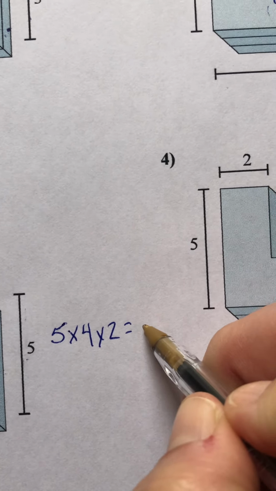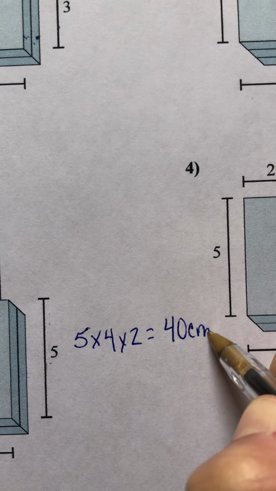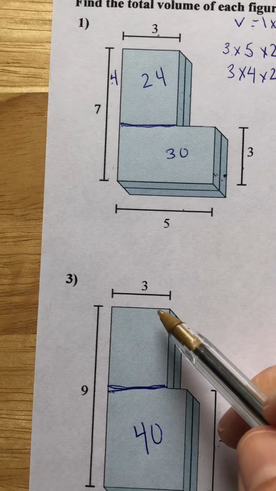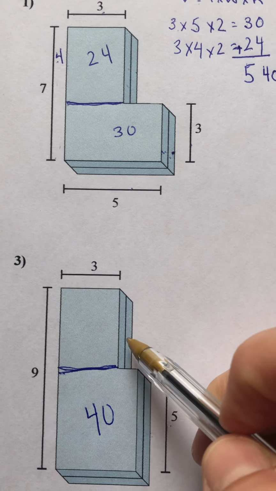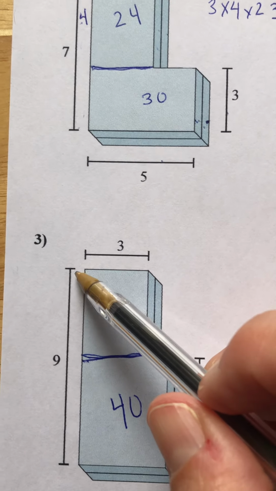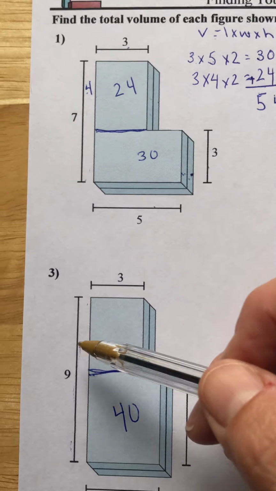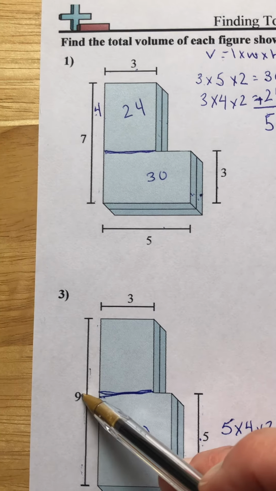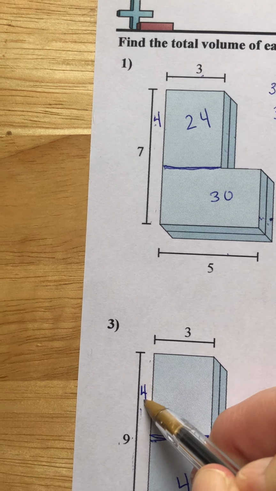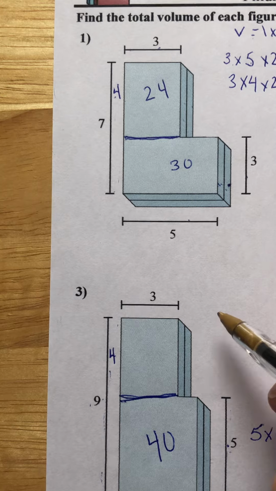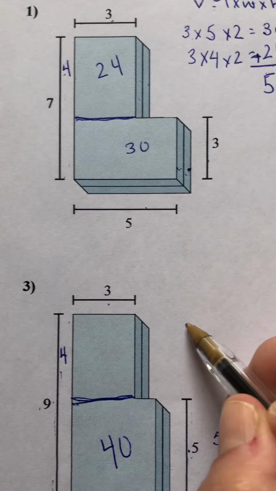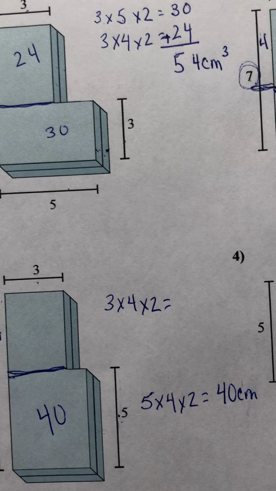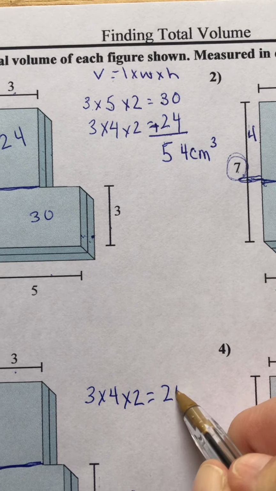5 times 4 is 20, and of course 20 times 2 is 40. Okay, so we know that this is 40 centimeters. Now we're going to look for our top one. We know it's 3 here. We know we have a layer of 2, but we're back to this. 9 represents the entire top to bottom. We already used 5 for the first one. Therefore, 9 minus 5, there's 4 left. Okay, so this one is 3 times 4 times 2. And of course, 3 times 4 is 12, and 12 times 2 is 24.